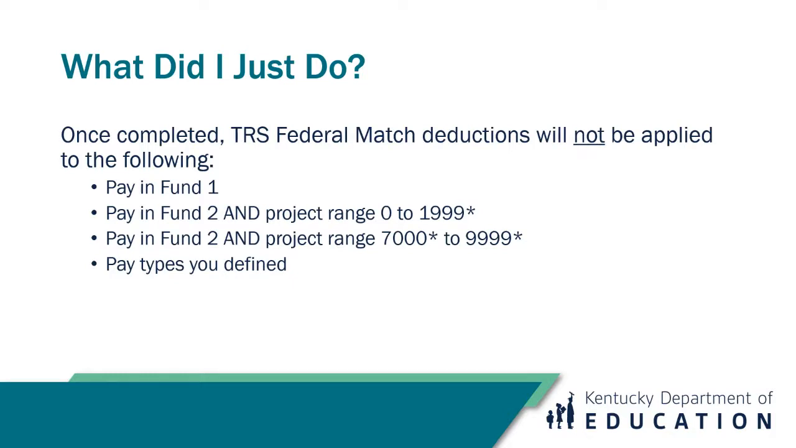So the federal match deduction will not be applied to the following: any pay in Fund 1; pay in Fund 2 with a project range of 0 to 1999, which is possibly local projects; again, pay in Fund 2 with a project range starting at 7,000; and any pay types that you define, like a classified pay type that maybe a teacher would receive for doing extra work that's not subject to TRS.